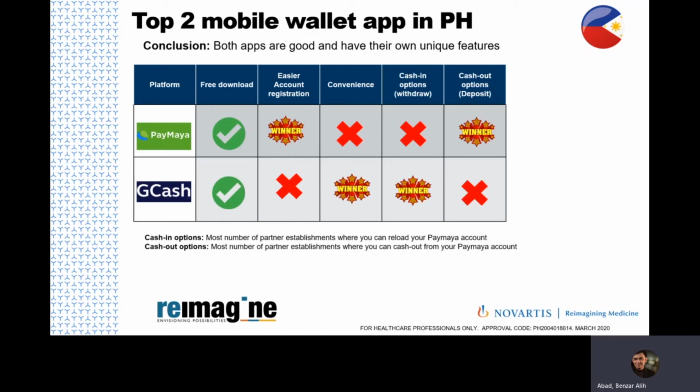So what this means for the patient is that apart from the telemedicine consultation payment, the patient can use GCash in a wider variety of partner establishments. For cash-in options, GCash is better than Paymaya, and for the cash-out options, Paymaya is better than GCash. Cash-in options refer to the most number of partner establishments where you can reload your Paymaya account or GCash account for that matter. Cash-out options refers to the number of establishments where you can cash out your GCash or Paymaya account from.